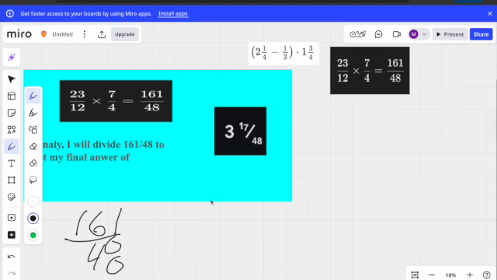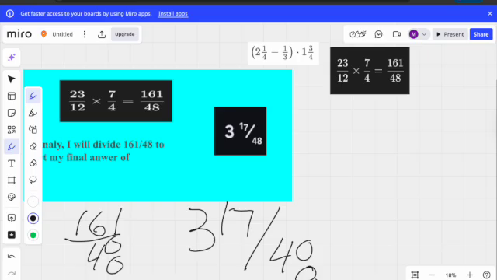So we know that I can divide 48 into 161 3 times, and I will have a remainder of 17 over 48, with our final answer being 3 and 17 over 48.